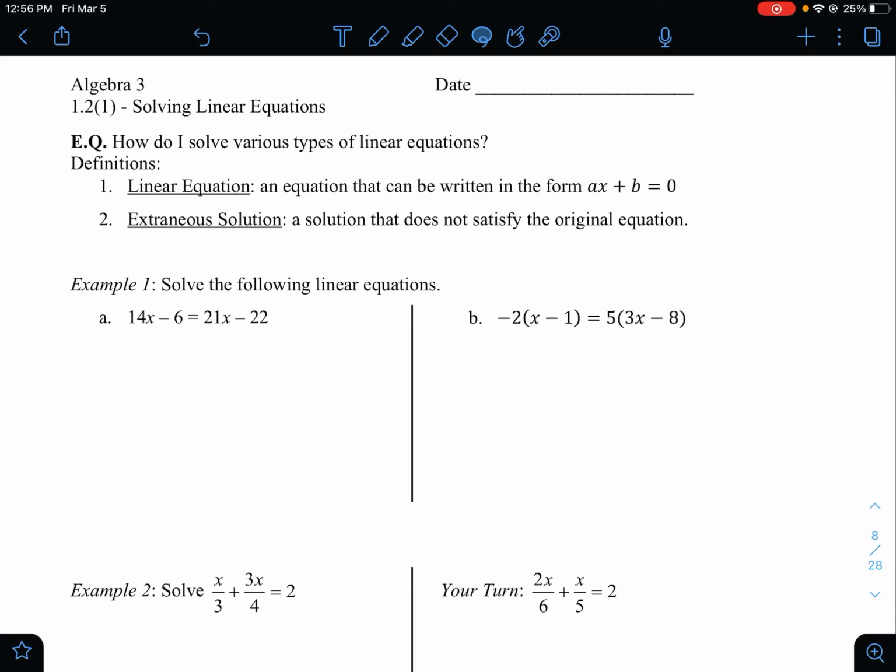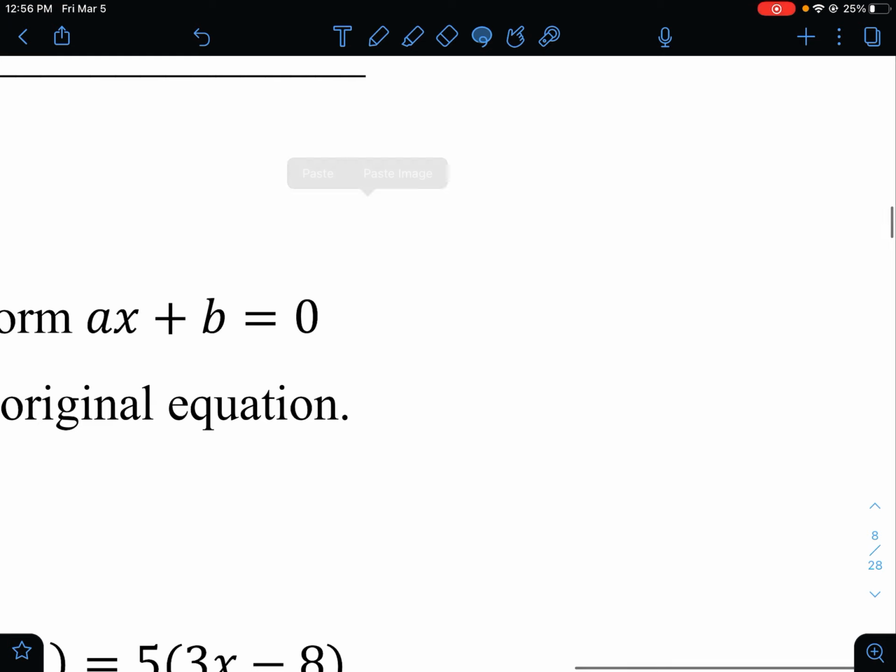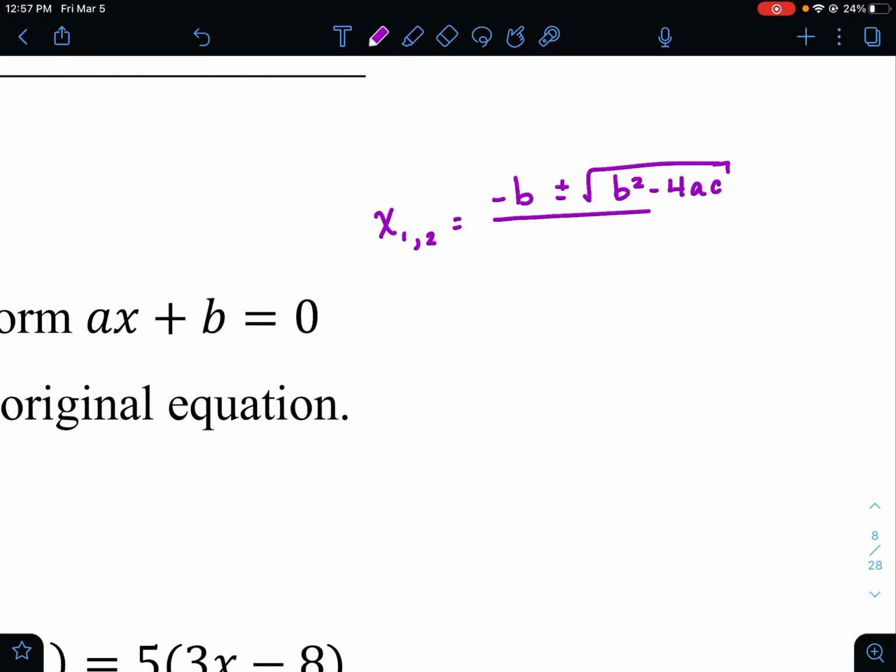So before we get started, I do want to go over the quadratic formula. Now, I know it's something that you covered in Algebra 2, and we are going to formally go over it in a later section, but I just want to refresh our memory because we need to use it in this section. So the quadratic formula is negative b plus or minus the square root of b squared minus 4ac all over 2a. Okay, we'll remember a, b, and c are just the coefficients of a quadratic equation.